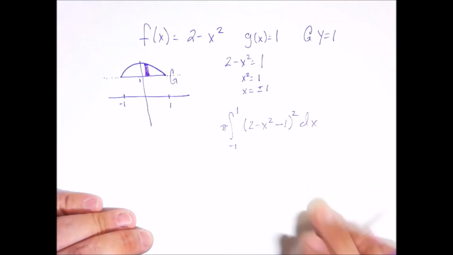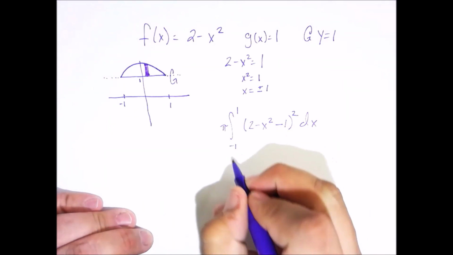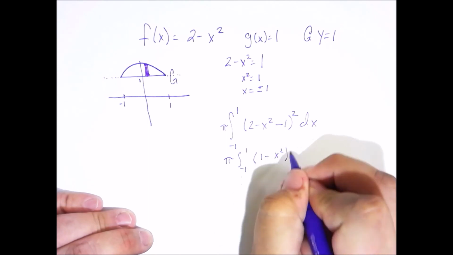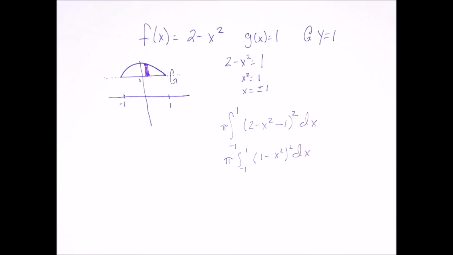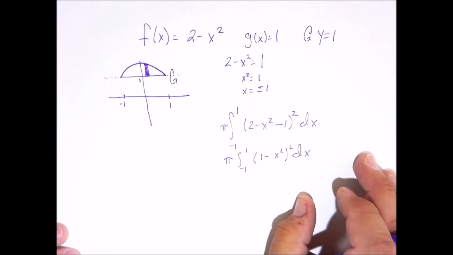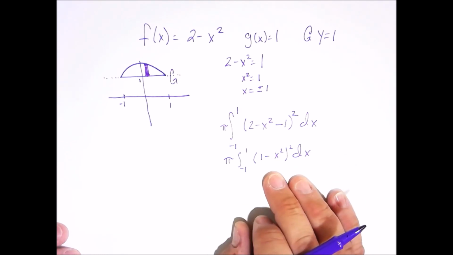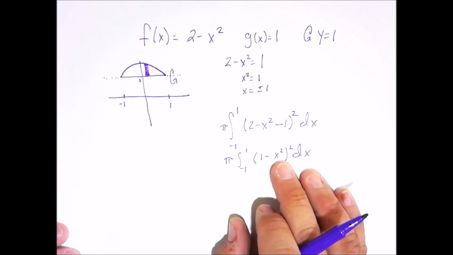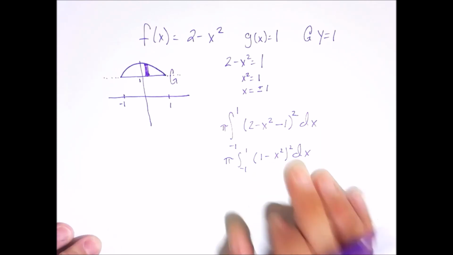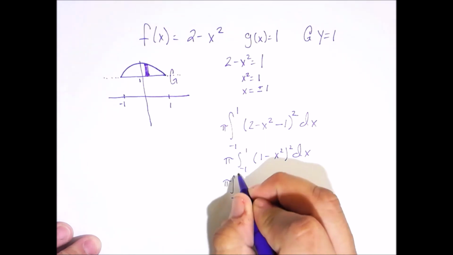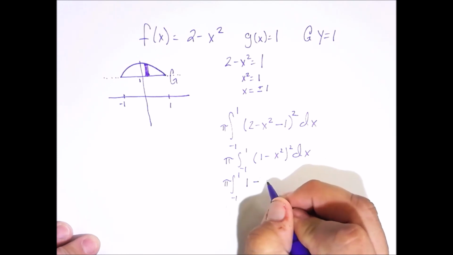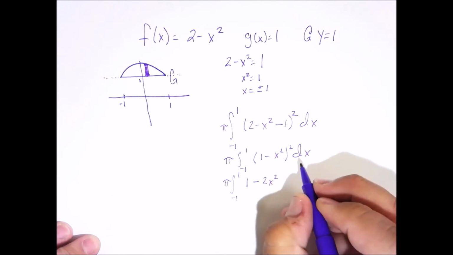So now we have it set up. We can simplify that a little bit. And now we're ready to integrate. And unfortunately, you can't use a u substitution because you're not going to have the derivative of x squared. So we have to multiply this out. We have to square it. So when you square it, you get 1 minus 2x squared plus x to the 4th.